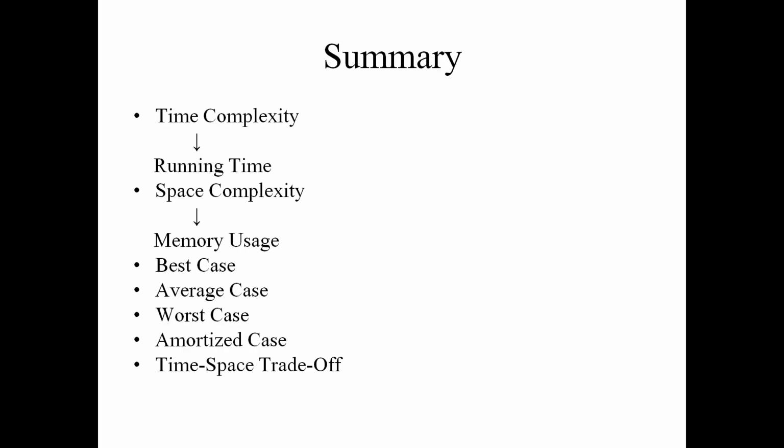So let us summarize today's discussion. Time complexity measures running time. Space complexity measures memory requirements. Algorithm performance can be analyzed using best case, average case, worst case, and amortized case. We also learned the concept of time-space trade-off. In the next video, we will learn the most important topic of algorithm analysis, asymptotic notations, including big O, omega, theta, and other useful notations.